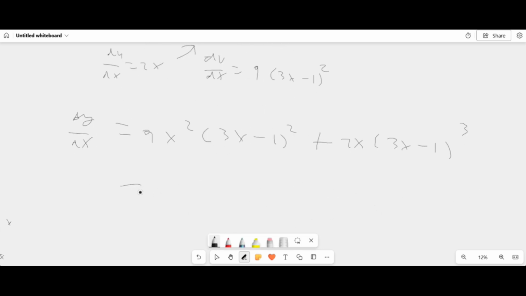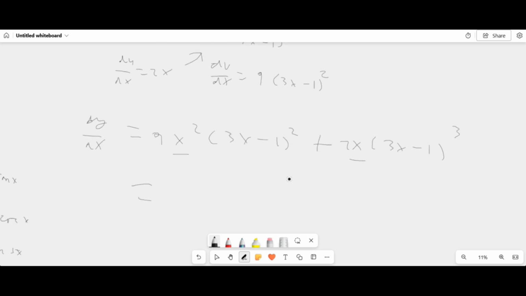Now what you want to do is take out x, because x can be taken from there and from there. So I can take out x, and I can also take out (3x minus 1) to the power of 2. Take that out of here: 9x squared (3x minus 1) to the power of 2 divided by x (3x minus 1) to the power of 2. 9x squared divided by x is just going to be 9x, and that cancels. Then 2x divided by x is going to be 2, so plus 2, open bracket.